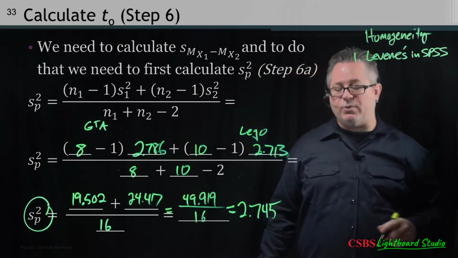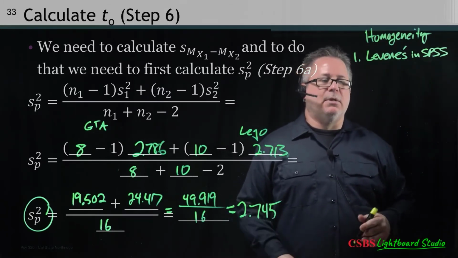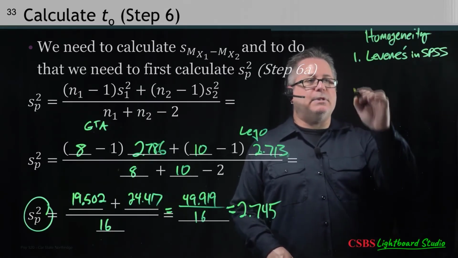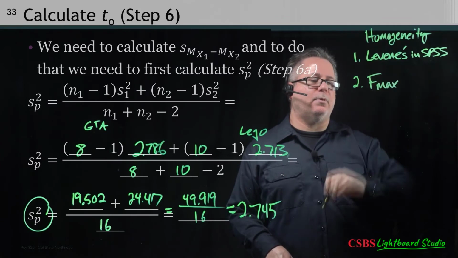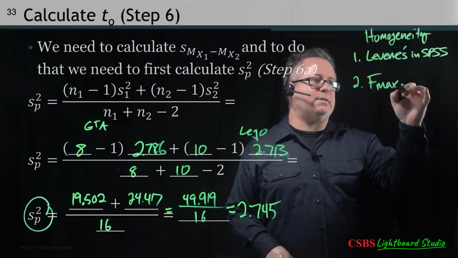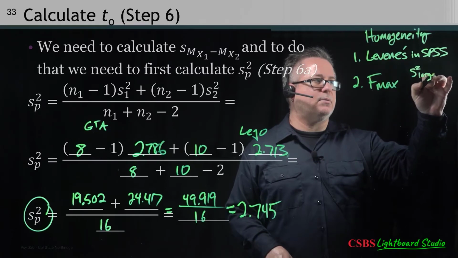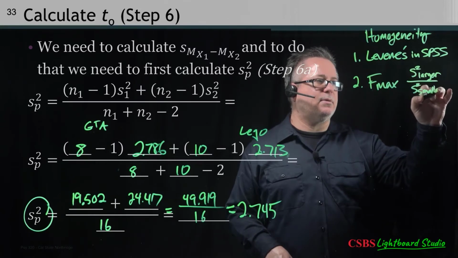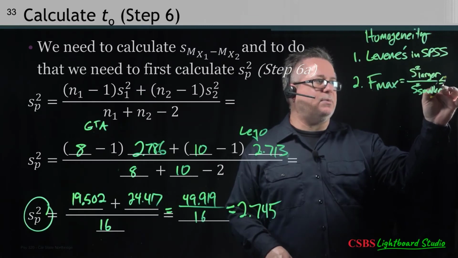But this isn't super handy if you're doing this by hand. So on an exam or something like that, if you're asked about the homogeneity of the variances, it's not super useful because you'd have to run SPSS first. The other method that's easier by hand is something called an F-max test. F-max basically says you want the ratio of the larger variance over the smaller variance. That ratio should be less than or equal to 10.